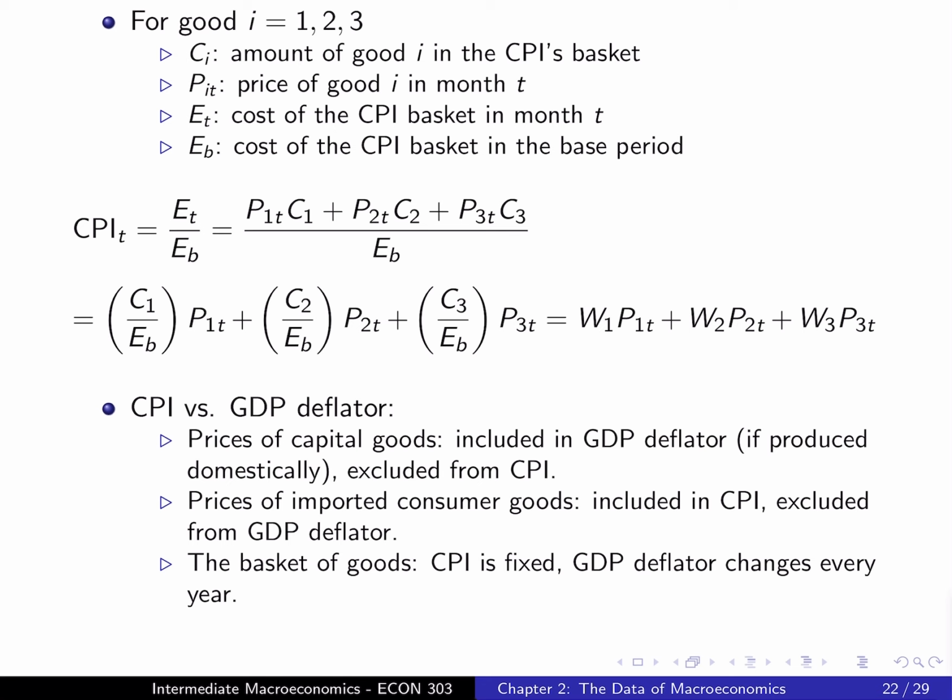CPI versus GDP deflator. The key differences. Capital goods included in the GDP deflator are produced domestically but excluded from CPI. Imported consumer goods are included in CPI but excluded from the GDP deflator. Basket of goods: CPI uses a fixed basket. The GDP deflator uses a changing basket, which is chain weighted.